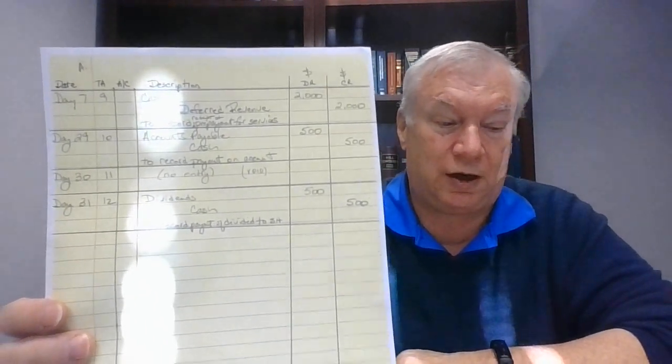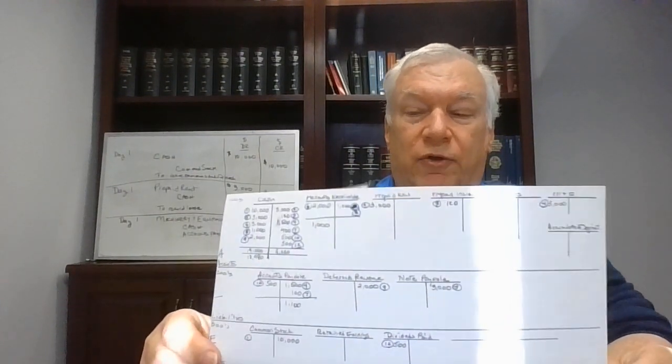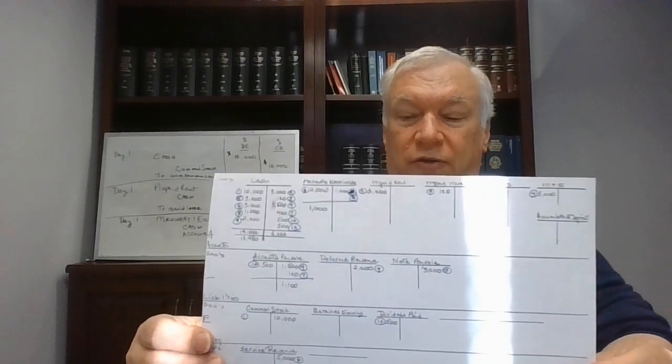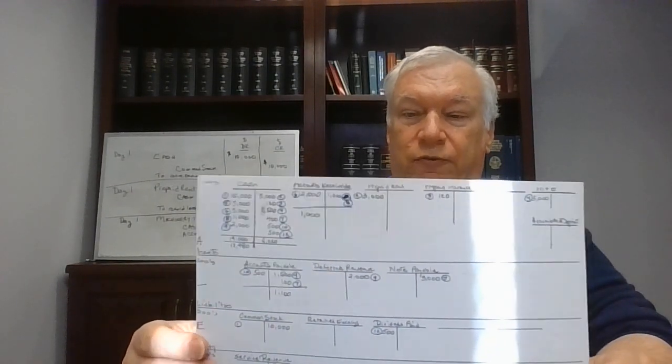So anyhow, that's the first requirement, to complete the correct journal entries for the transactions. Now the next thing to do is to post them to T accounts, and as you can see, I have all the T accounts already posted with the numbers of the transactions to which they refer.